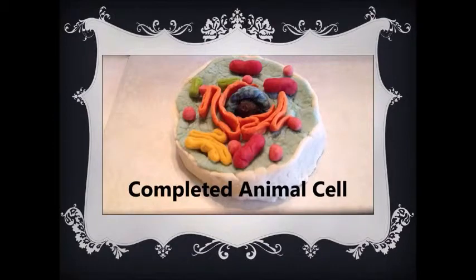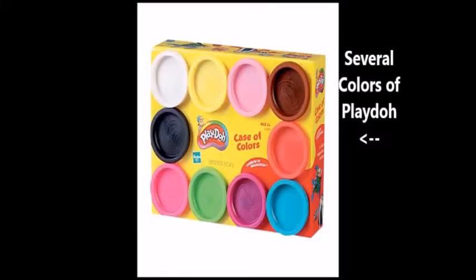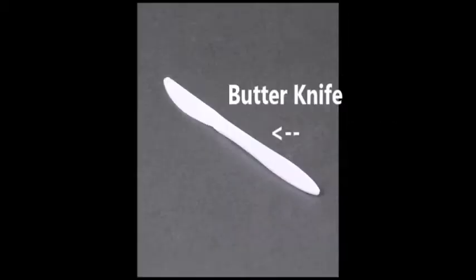Now let's become scientific architects and build your animal cell. I will be guiding you through this process, so follow along carefully. The first thing you're going to need are several colors of Play-Doh. This is to ensure that we are labeling the animal cell properly. You will then need a butter knife. This is in order to shape and mold the pieces that we need to place into the animal cell.